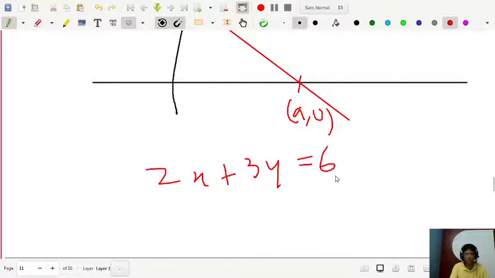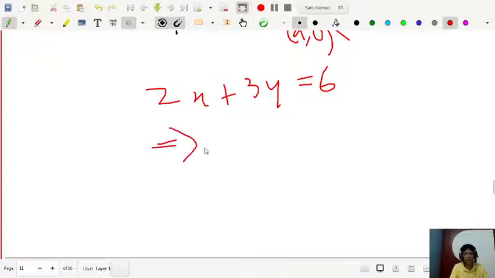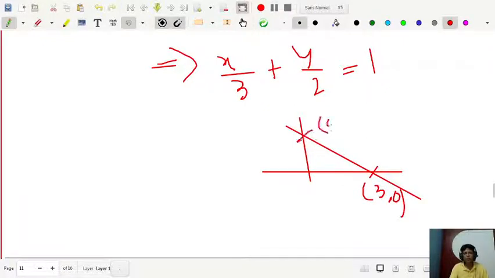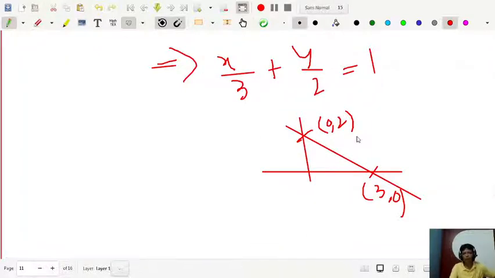Because it is a first degree equation, you can write it in the intercept form. So you can write x by 3 plus y by 2 equal to 1. Look at that. It means that the line cuts the x-axis at (3, 0) and the y-axis at (0, 2). This is called the two-point form.